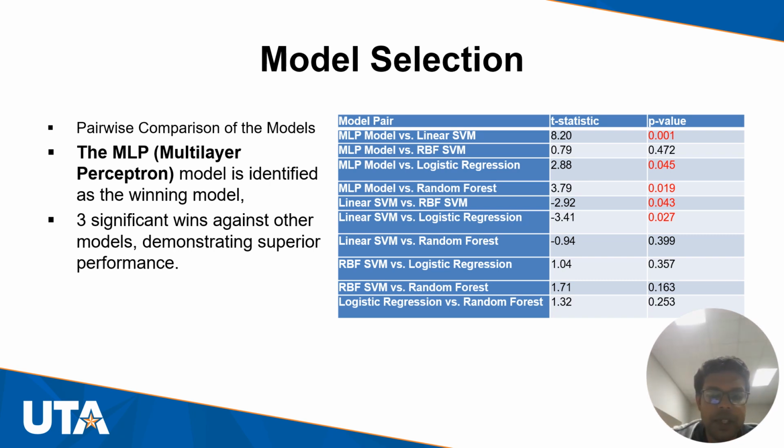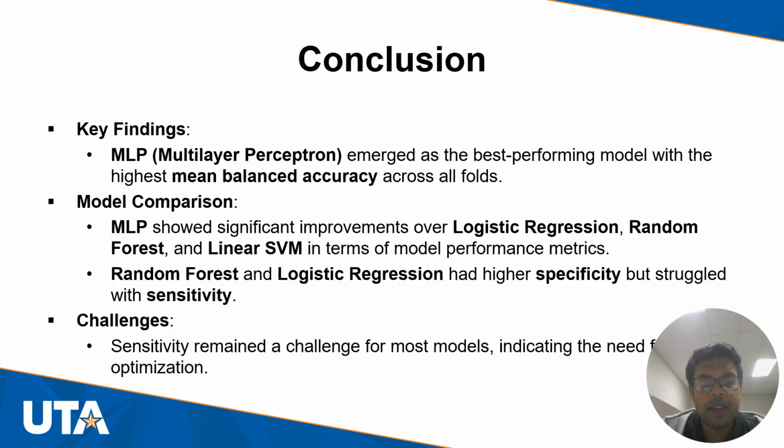So after doing the pairwise comparison, it was found that MLP, the multi-layer perceptron model, was the best performing model in this project and for this data. The conclusion can be drawn as key findings: MLP was found the best with the highest mean balanced accuracy across all the folds, and MLP showed significant improvement over logistic regression, random forest, and linear SVM.